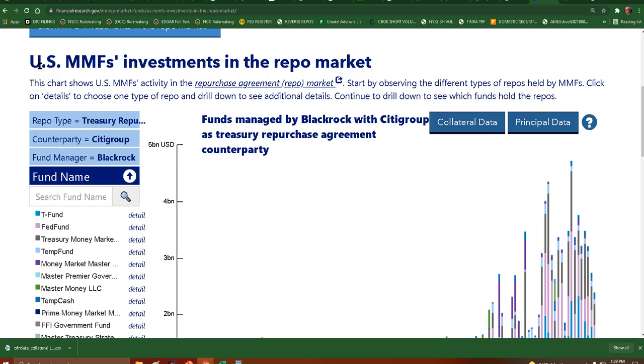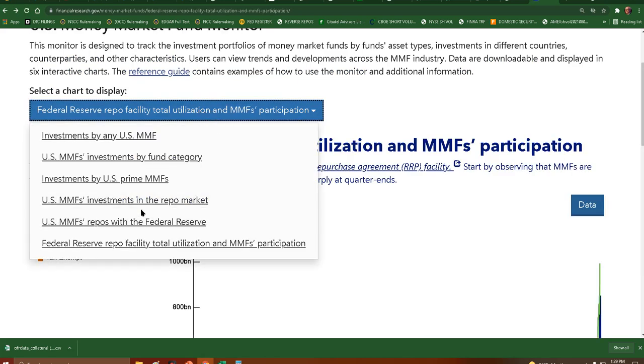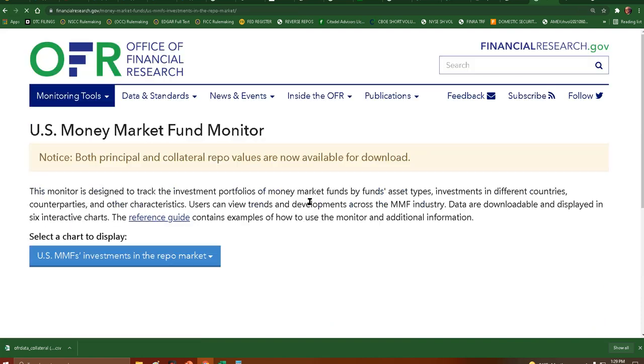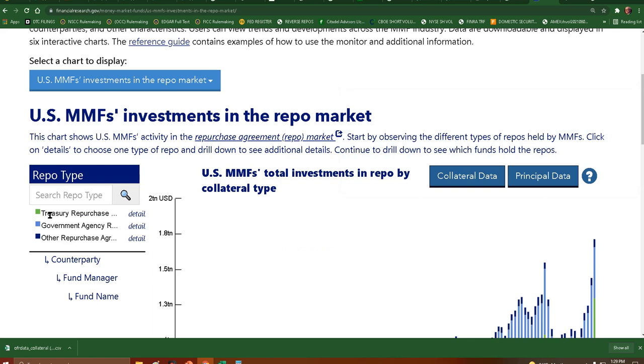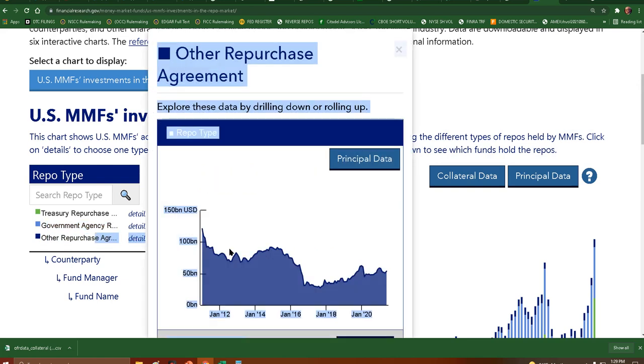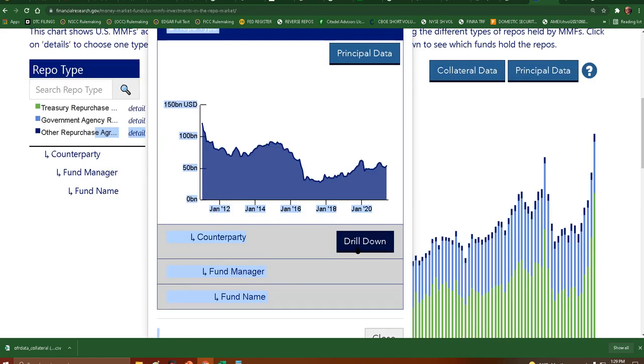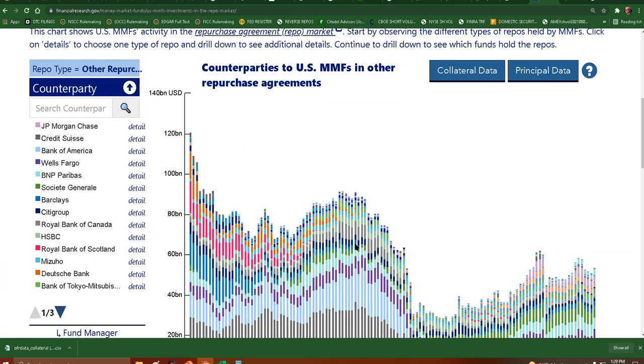Now, if we go look at the U.S. money market funds investments in the repo market, take a look at this. We're going to do U.S. money market funds investments in the repo market. This is the repo market, not through the Fed. Okay? And it breaks it down for us. So if we want to go through the Fed, we go here. If we want to go through the government agency, we go here. Other repurchase, we go here. Let's look at other repurchases first. Let's look at the counterparty types.